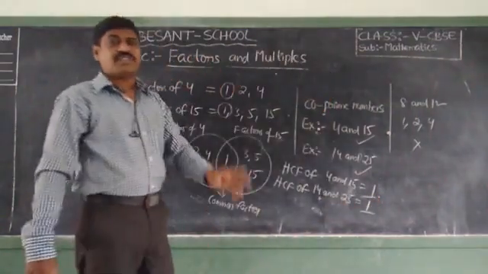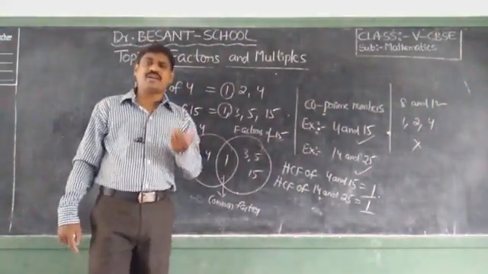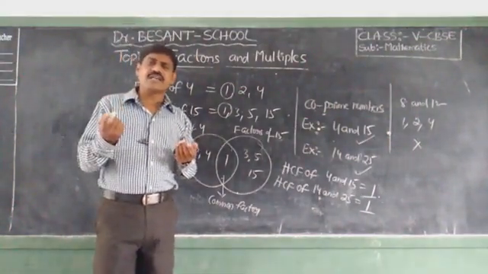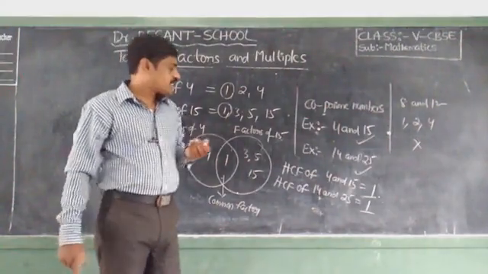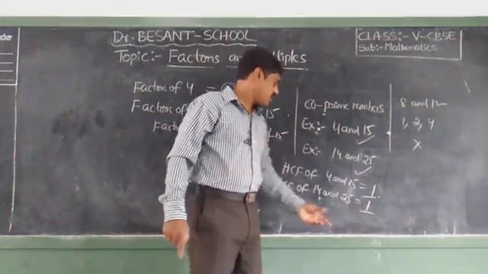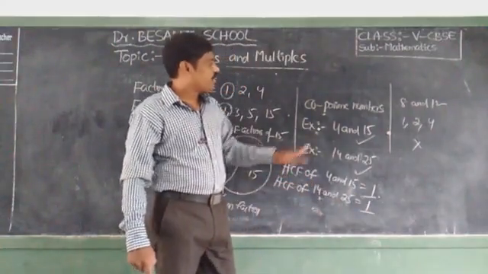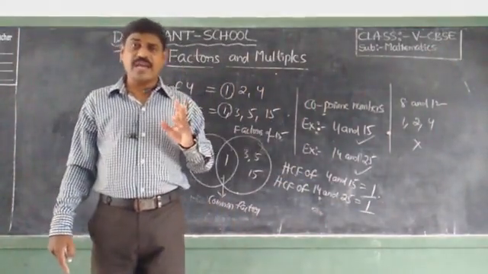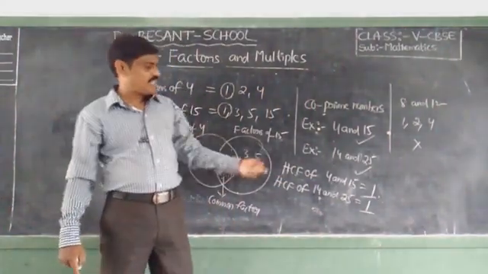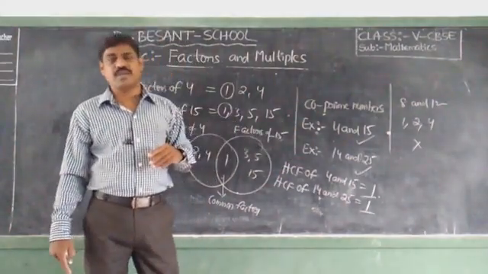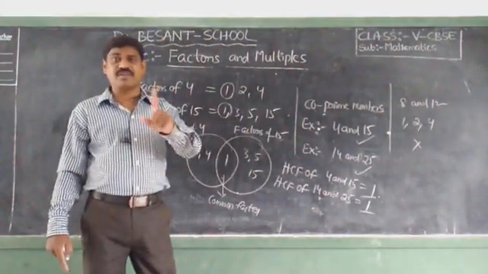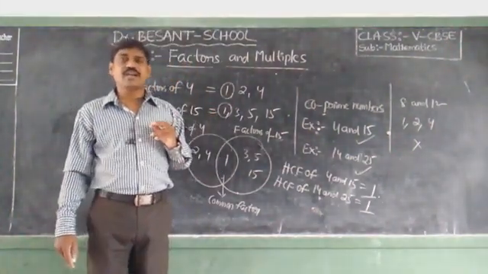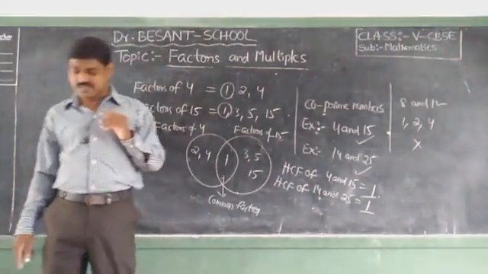Children, observe, if there is no common factor other than 1, then 1 will become the HCF. Why? Because the highest common factor is 1. Then what is the highest common factor? The same thing, 1 only. That's why HCF of 4 and 15 is equal to 1. So in another way also we can define co-prime numbers. That is, if any two numbers have HCF 1, then the numbers are co-prime numbers only. This is another way we can define co-prime numbers. Children, observe this one. Next.